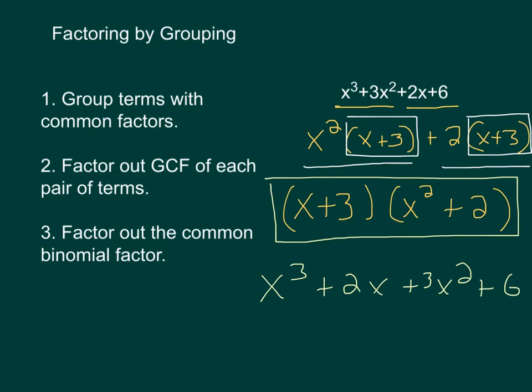First, group the terms that have common factors. Then factor out the GCF of each pair of terms, leaving behind a binomial. They need to be the same. And then factor that common binomial as a factor and leave behind the x squared plus 2, that's the result of the factoring. Check your work and you'll be good to go.